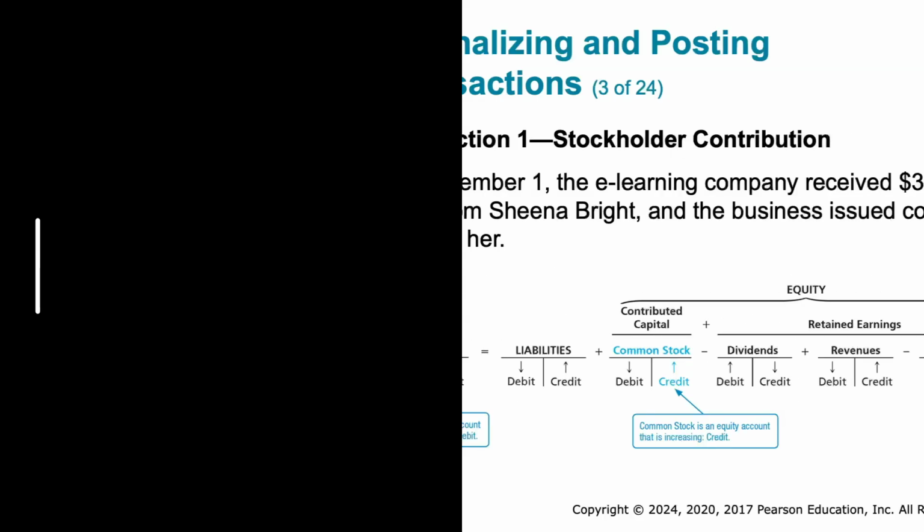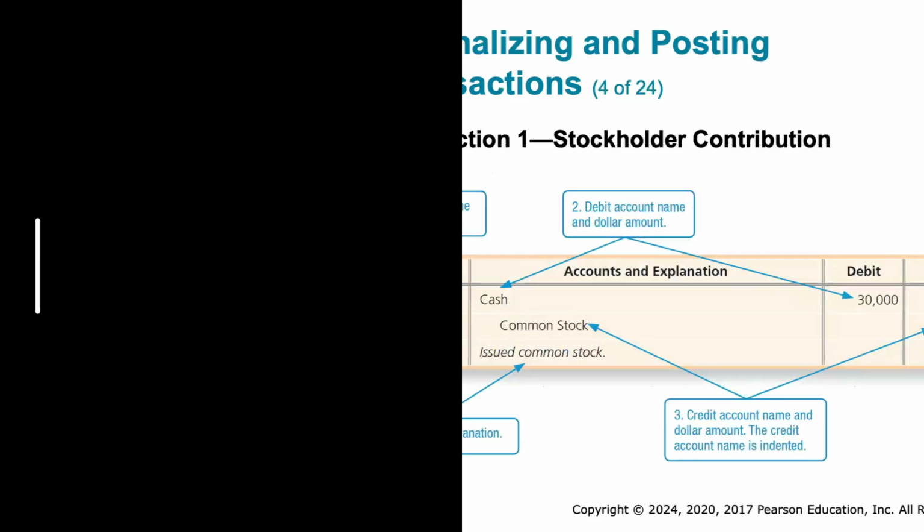So transaction number 1. We're going to have quite a few transactions, and we're going to go through the steps of how to apply them, how to journalize these transactions and then post them to the ledger. First thing, on November 1st, the e-learning company received $30,000 cash from Sheena Bright, and the business issued common stock to her. So she purchased common stock, right? Asset, cash, was a debit, increases. Cash goes up, so we have a $30,000 debit, and then common stock also went up, and that was a $30,000 credit for common stock, which is under an equity account.